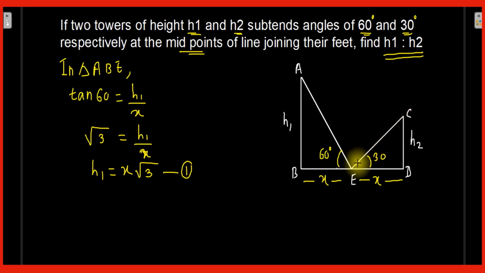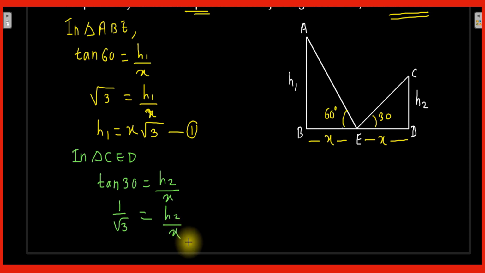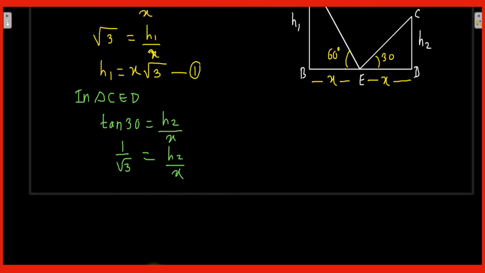Now we will talk about the triangle CED. In triangle CED, tan 30 is equal to opposite upon adjacent, that is h2 upon x. The value of tan 30 is 1 upon root 3, which is equal to h2 upon x. Now solve this further. So here you will get h2 is equal to, taking x to this side, x upon root 3. Let this be equation number 2. Here you have got h1 is equal to x root 3 and h2 is equal to x upon root 3.